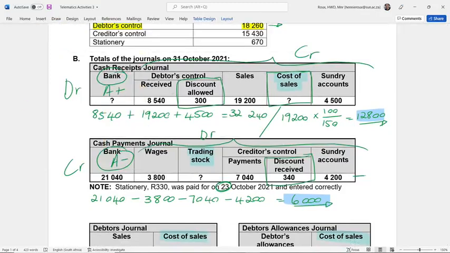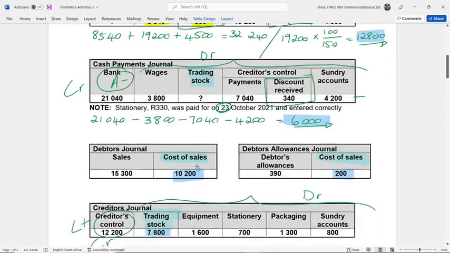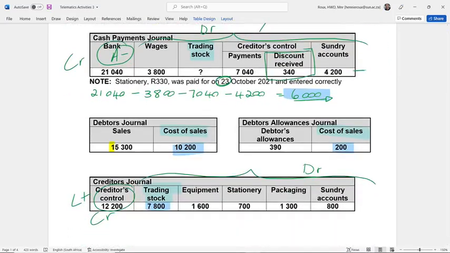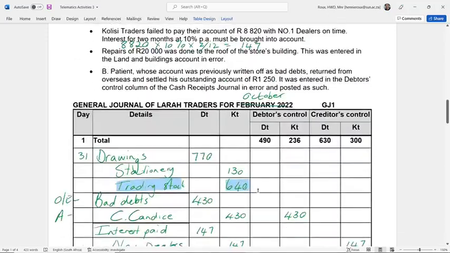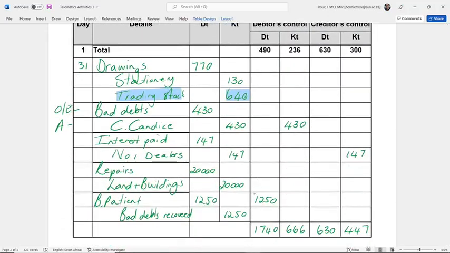Just to show you where we look for these amounts, if we start with the CRJ, in the CRJ, debtors control, the amount that we received as well as the discount that we allowed. No debtors in the CPJ. In the DJ, we sold, so that's how much they owe us. That is what they returned. Creditors journal, creditors allowance journal, obviously nothing to do with the debtors. And then in our general journal, journal debits, journal credits. So there you have the amounts that you post to the debtors control account.